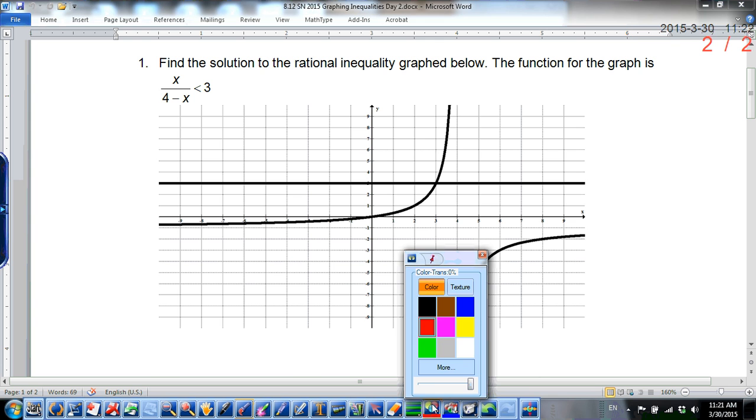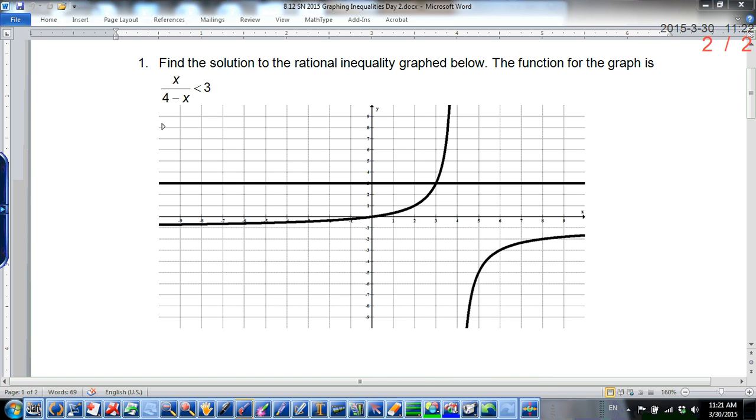So what is the graph of x over 4 minus x going to look like? Yeah, that's going to be a rational graph, so it's going to have the curves. How do we know? Yeah, there's an x in the denominator that has a degree of at least 1.